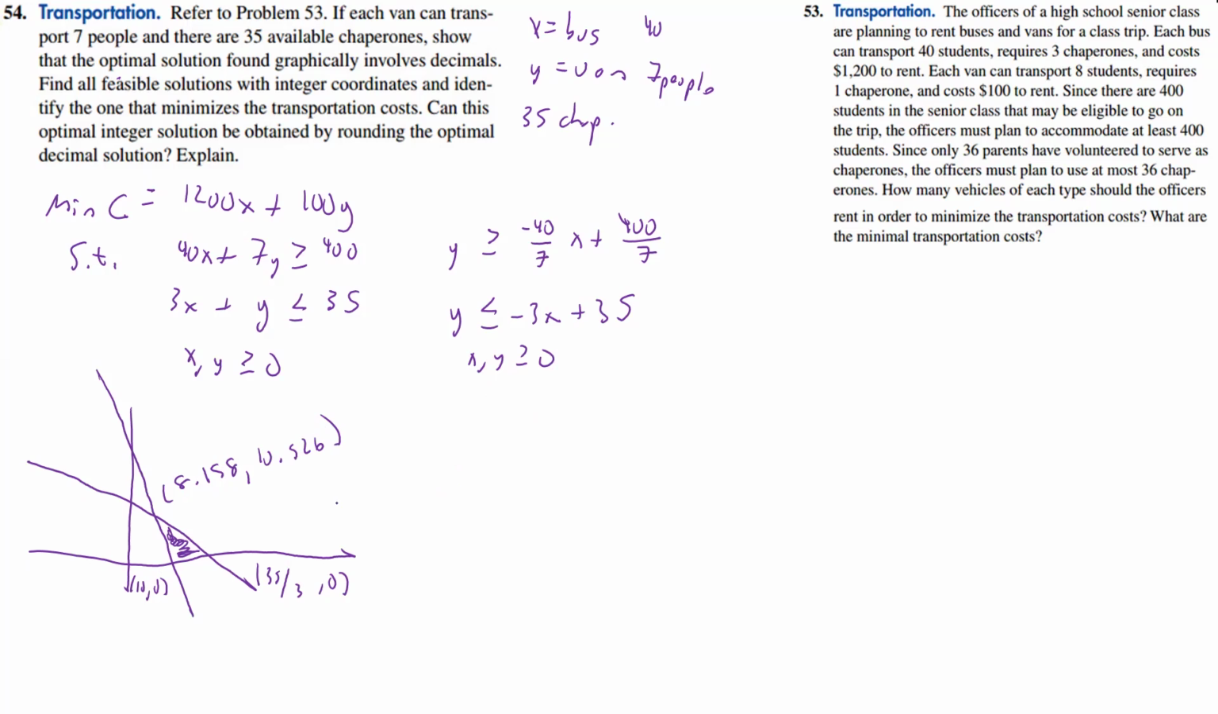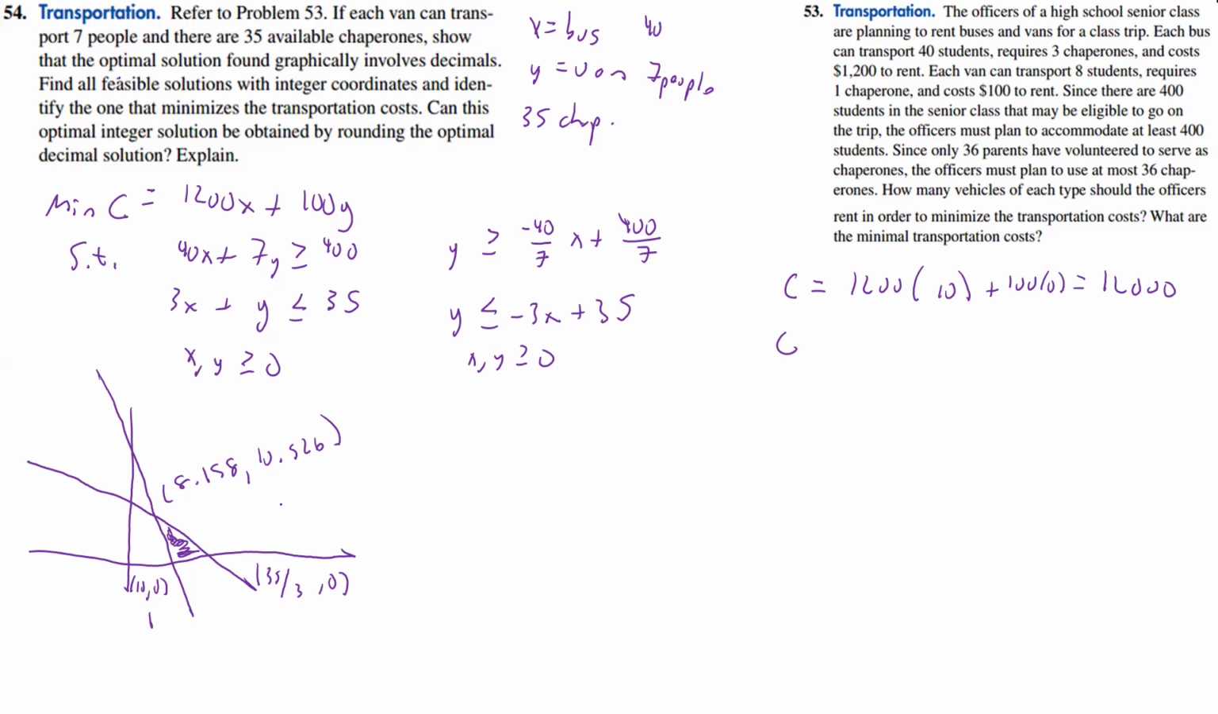Now, which ones are going to look nice? There's probably just the 10, 0. The others are going to have some kind of weird decimals, it looks like, but that's okay. So our cost is going to be equal to what? Well, it's going to be 1200 times x, which was 10, plus 100 times 0. So that's going to be $12,000. And so that's for this one.